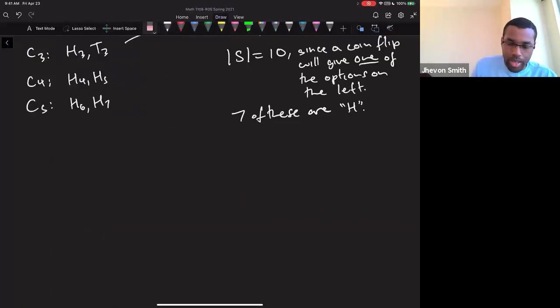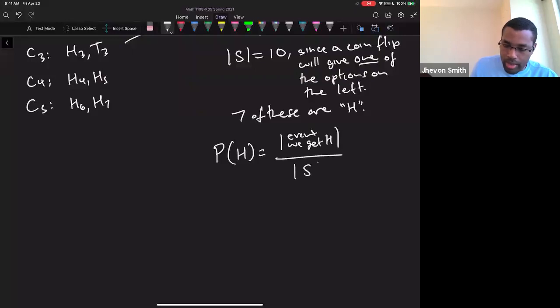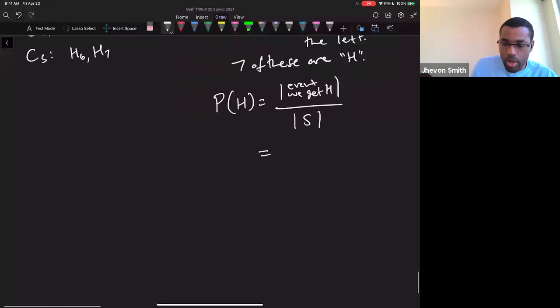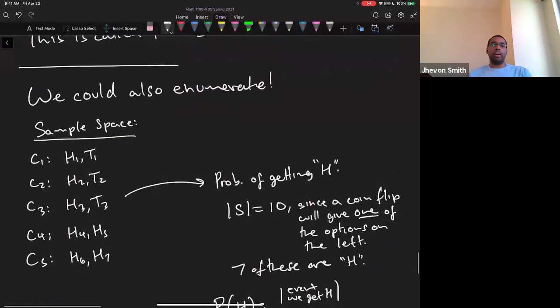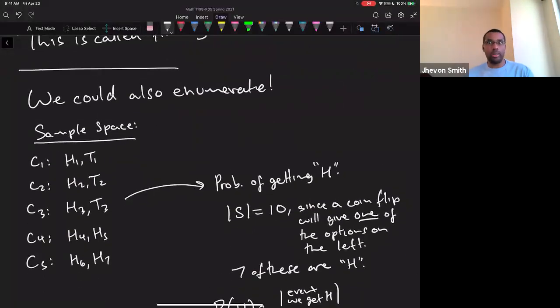So the probability of heads is just the number of ways we can get heads, the size of the event we get heads, divided by the size of the sample space, the number of ways you can get what you want divided by the total number of possibilities. And again, you get 7 out of 10. So you could actually just count it. This one was small enough to count.